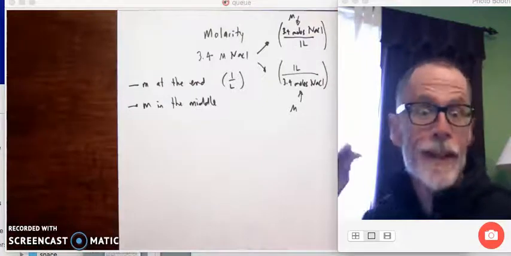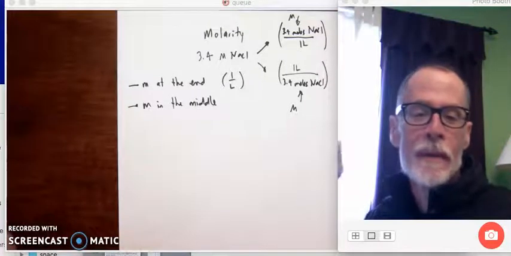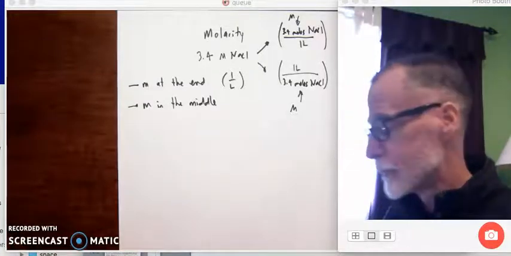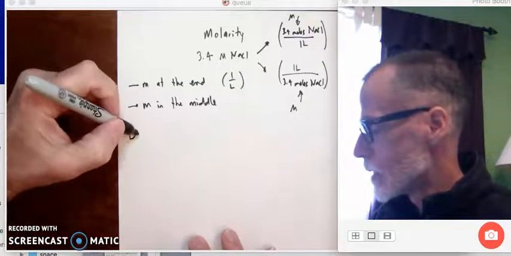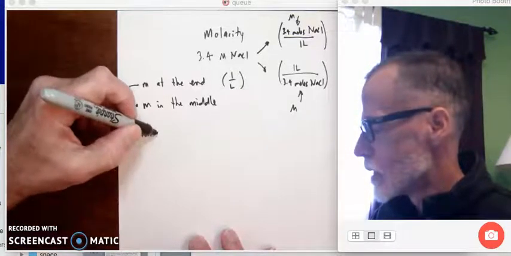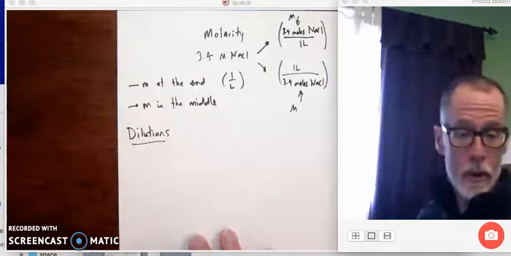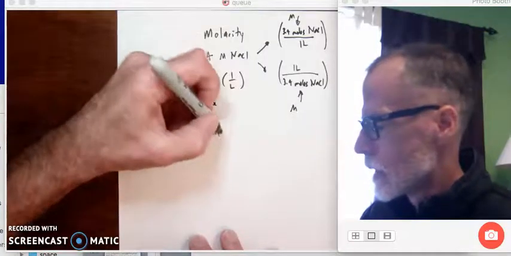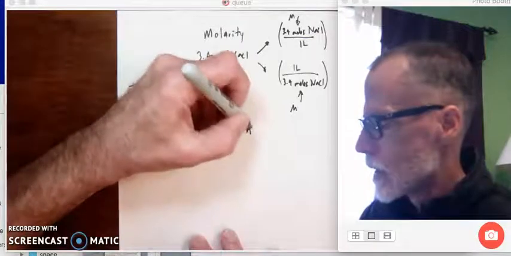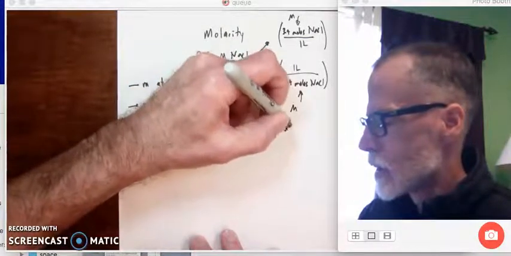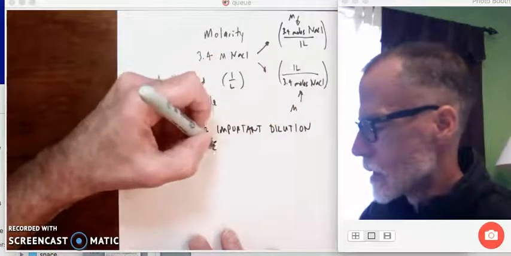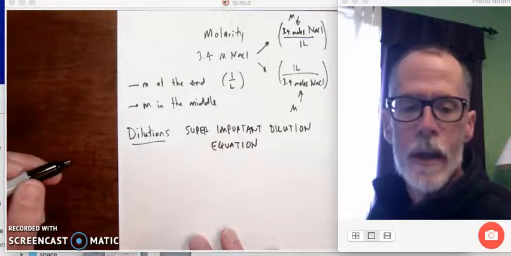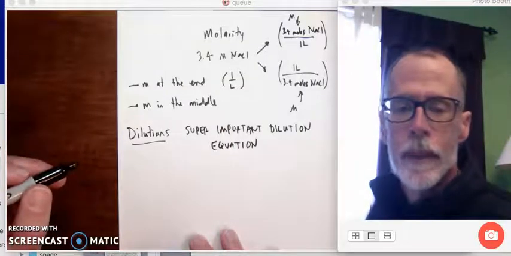Wow. Guess what we're going to do? We're going to combine the two together. Yeah, we're going to use both of them to do dilutions. And what I'm going to be showing you right now, I call it the super important dilution equation. I named it that. All right, here we go.